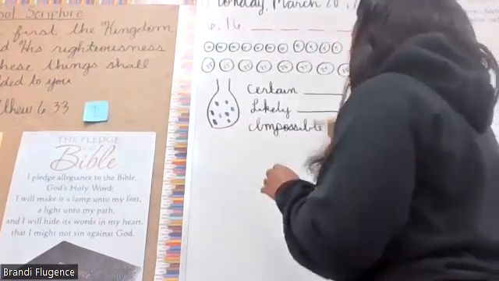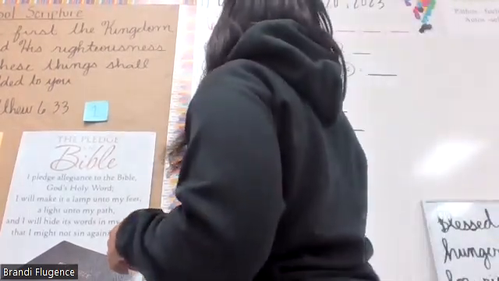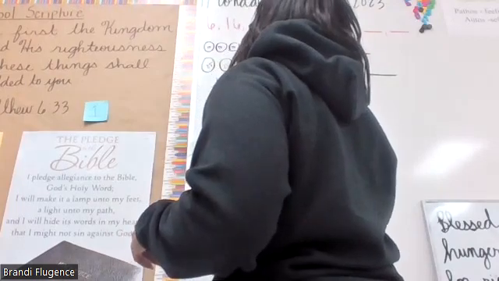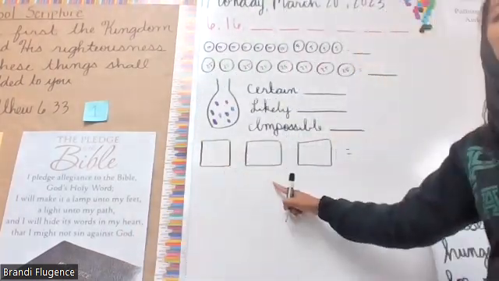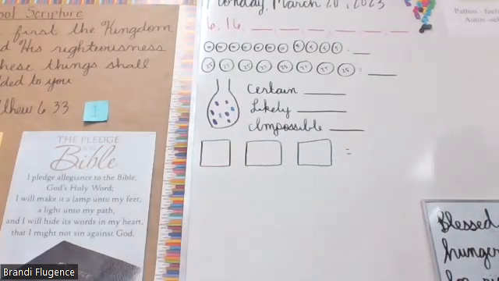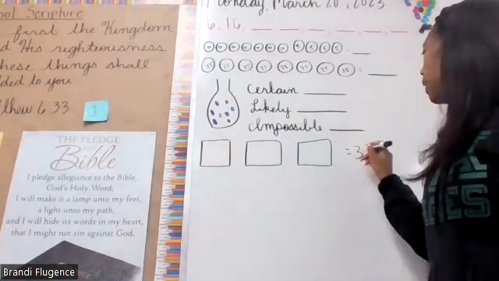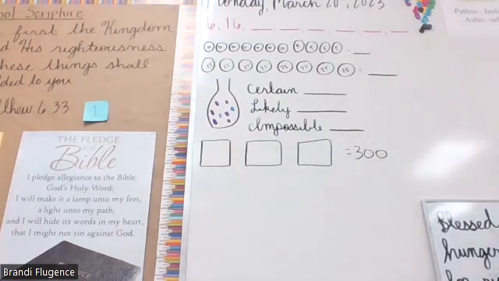For example, if I have 1, 2, 3 of my hundreds blocks, how many would that be total? 300. It would be 300.